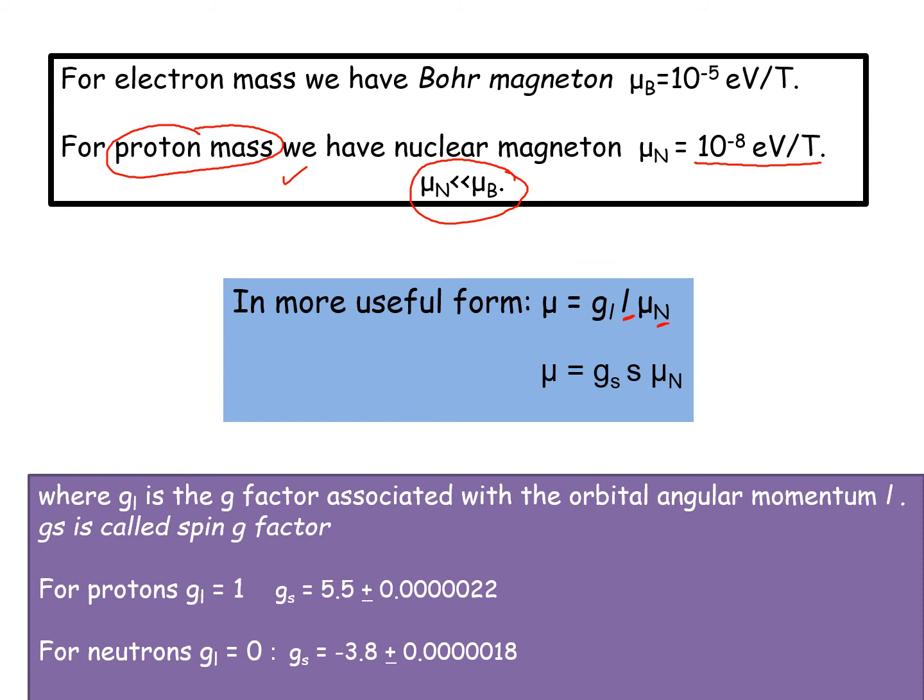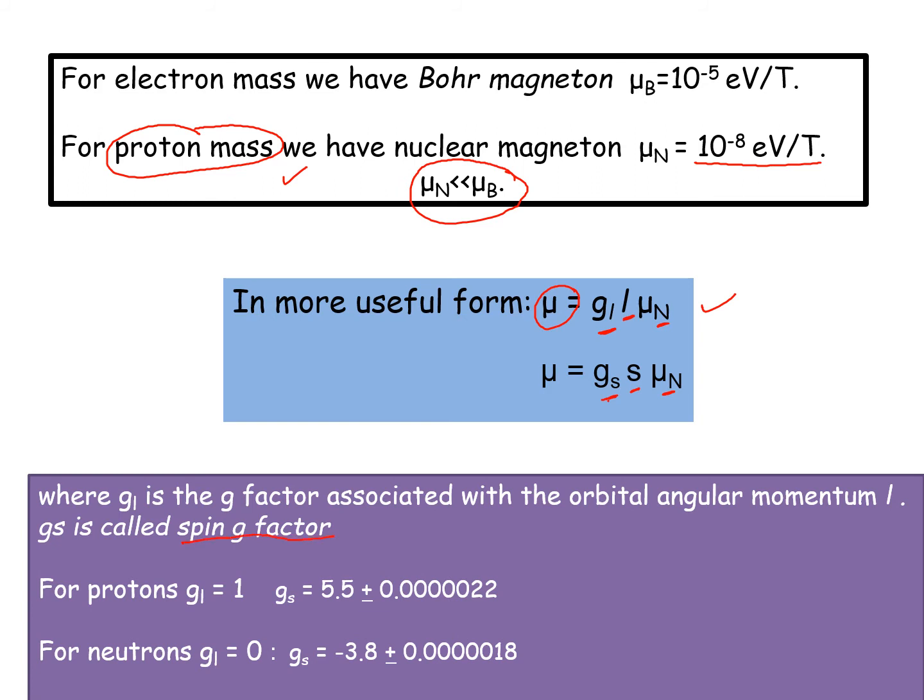And similarly, for the spin case, we can write GS, where GS is called the spin G factor, and GL is called the orbital G factor. GS into the spin angular momentum, into mu n, that is the nuclear magneton. So in terms of orbital angular momentum, we have magnetic moment mu equal to GL into L into mu n, and in case of the spin part, we have magnetic moment equal to GS into S into mu n. So GL is the G factor associated with the orbital angular momentum, and GS is called the spin G factor.